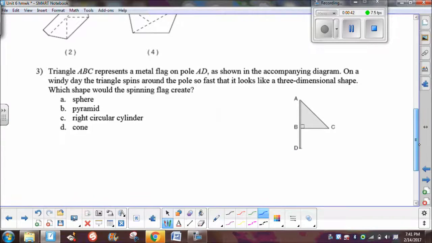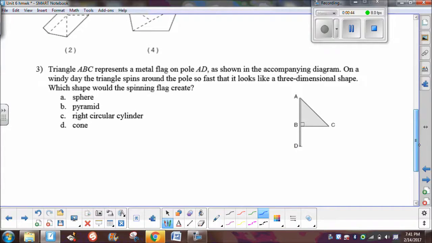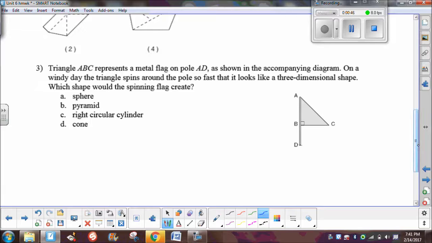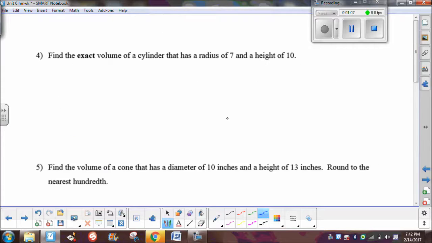Triangle ABC represents a metal flag pole. A metal flag on pole AD is shown in the diagram. On a windy day, the triangle spins around the pole so fast that it looks like a three-dimensional shape. Which shape would the spinning flag create? So if you look at this, and if it were to spin around and around and around, you would start to see a cone. All right, next one. So we're done with the multiple choice.